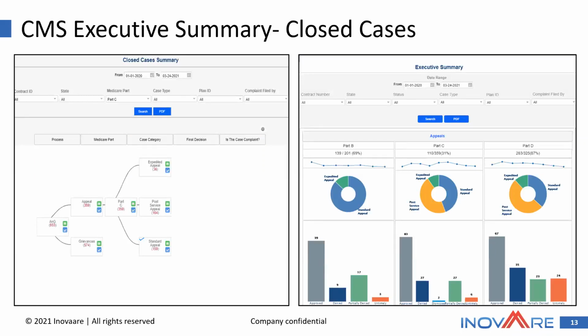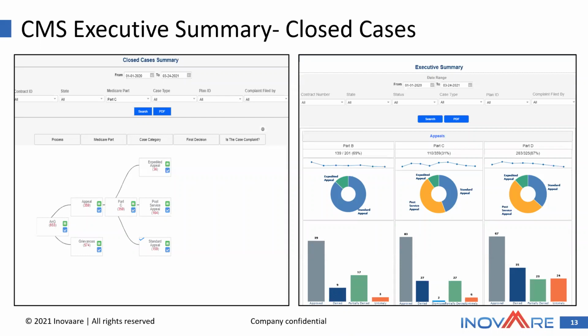Okay, here on the left side, we have closed cases summary. So what I really like about this is it gives you a little bit of that decision tree where you can go from the total number of cases that are closed for the A&G department, and then you can break it out by the process, whether it be appeal or grievances. And then you can even break it out further by, well, what Medicare part do I want to look at? In this screenshot we show Part C. And then maybe the category. So maybe this is going to be a standard appeal that we want to look at.